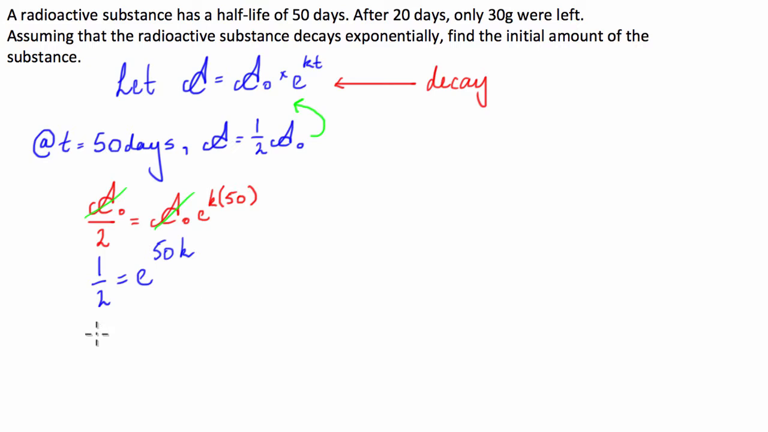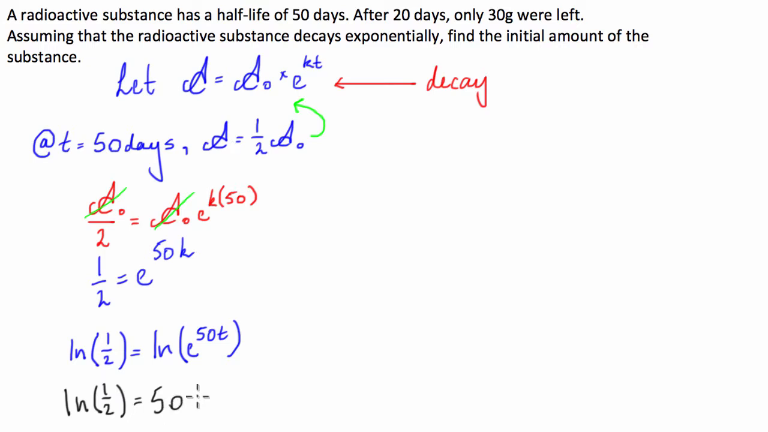So I'm going to take the natural log of both sides. The natural log of 1 over 2 is equal to the natural log of e^(50k). Now the 50k comes out the front on this side, and the natural log and the e will cancel each other out. That's why I did it. So what we have remaining is ln of 1 on 2 equals 50k.